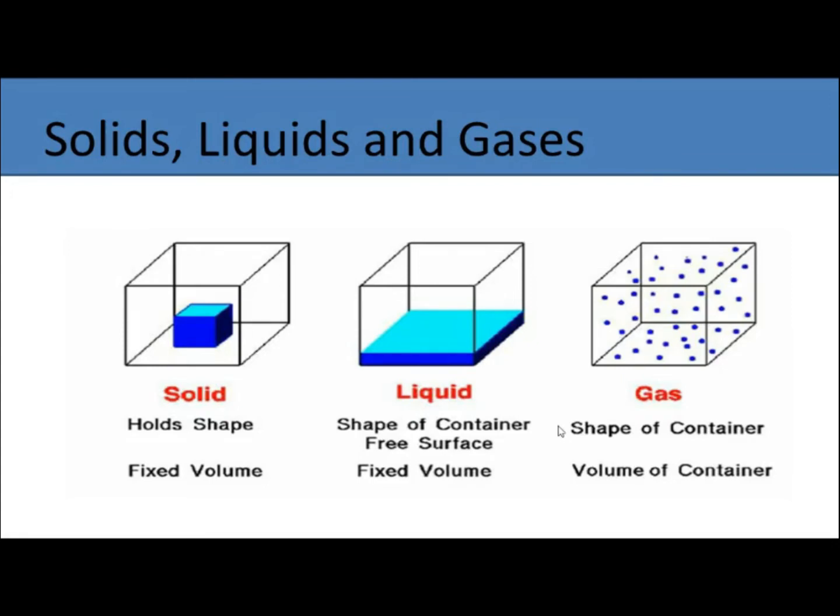But gas is different from liquid in the sense that gas takes the shape of the container and the entire volume of the container. That means if you fill 1 liter of gas in a closed jar, that 1 liter of gas covers the entire 10 liter jar. Liquid takes 1 liter of volume in a 10 liter jar, but gas, even 1 liter of gas, will occupy the full 10 liter volume of the jar. So this is the basic difference between solid, liquid, and gases.